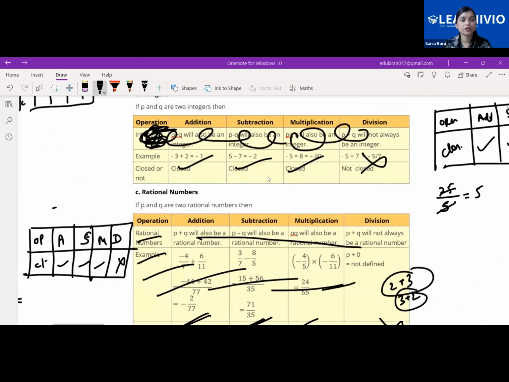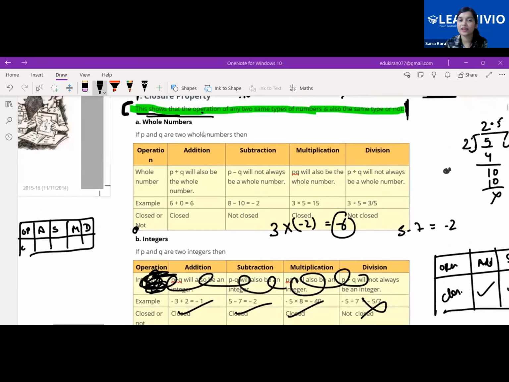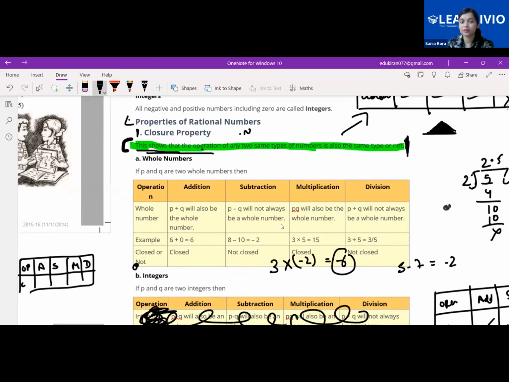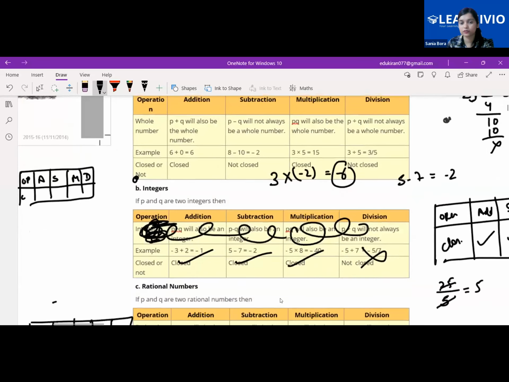Okay, so now let us make the notes. First, what you are going to do: properties of rational numbers, closure property. Write it till here and then make a table. Operations: addition, subtraction, multiplication, division. Then once everybody is done, I'll scroll it down. You will write cross and from here.